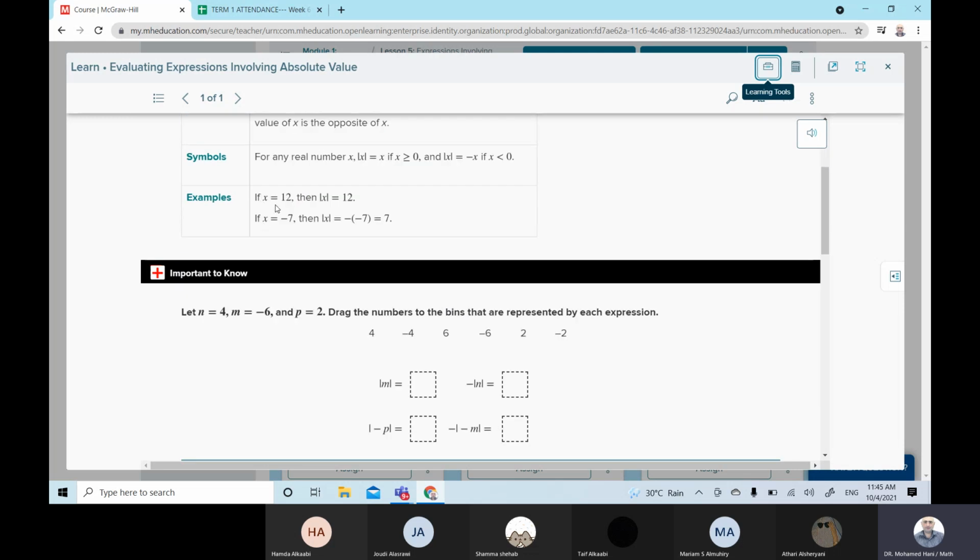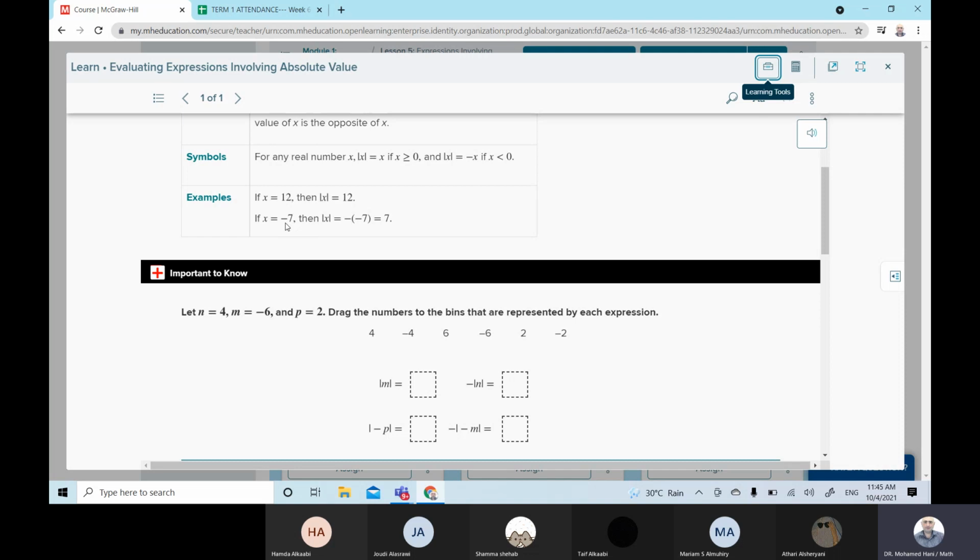For example, suppose we have x equal 12. Then what is the absolute value of x? Is x negative or positive? 12 is positive. So when you have a positive number, the absolute value keeps the same number. So the absolute value of x will be 12. If x equals minus 7, what is the meaning of minus 7? It means we have a negative.